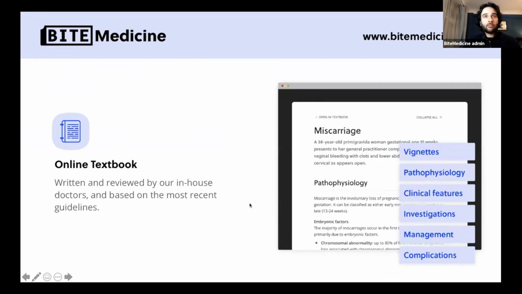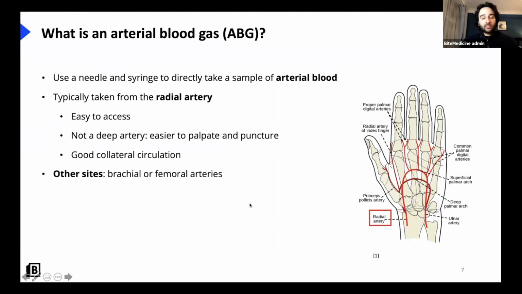Lovely. So let's make a start. This was one of the first slides from the previous ABG webinar, but just to make sure we're all on the same page, let's start off with what is an ABG? Well, as I'm sure most of you know, it's just a sample of arterial blood.